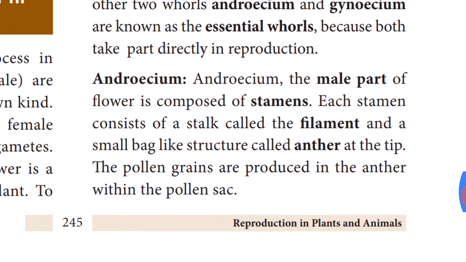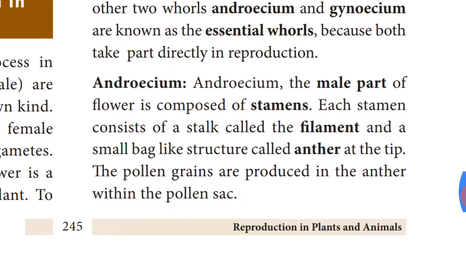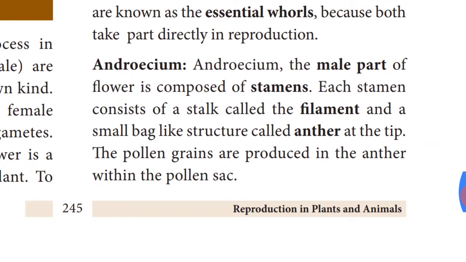First we have to discuss the androecium, the male part of the flower. It is composed of stamens. Already we learned that the group of stamens together is called androecium. The stamen contains two portions: one is a filament and the other is an anther.